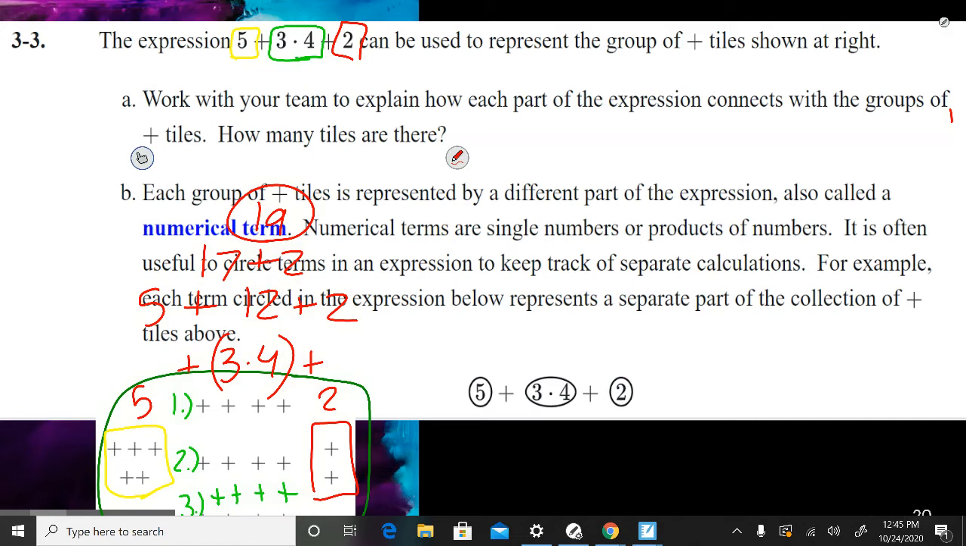So the next question is, each group of positive tiles is represented by a different part of the expression, also called a numerical term. All right, so for example here, 3 times 4 would be a numerical term. We have to solve out what 3 times 4 is before we can solve the rest of it. It is often useful to circle terms in an expression to keep track of separate calculations. For example, each term circled in the expression below represents a separate part of the collection of positive tiles above. All right, so just like we showed, started with the 5, and then the 12, and then the 2.